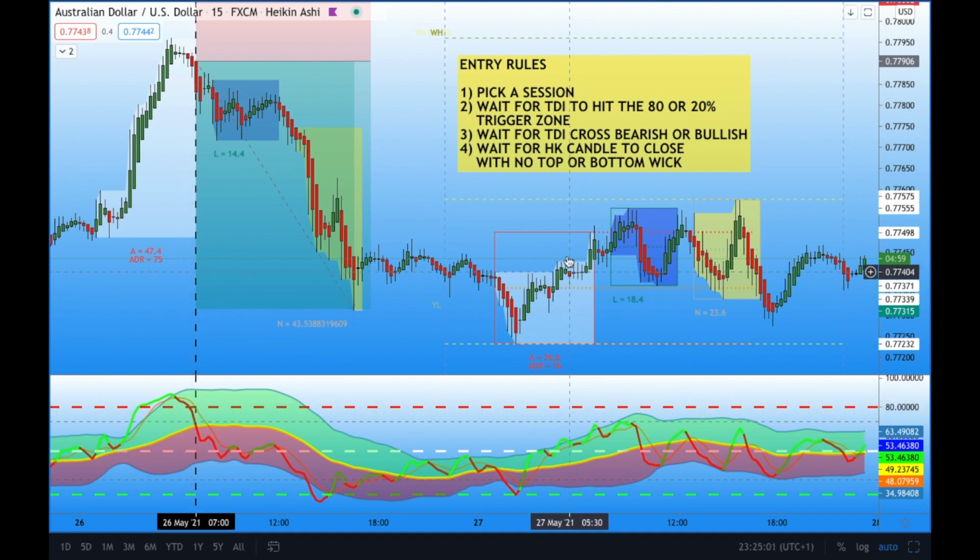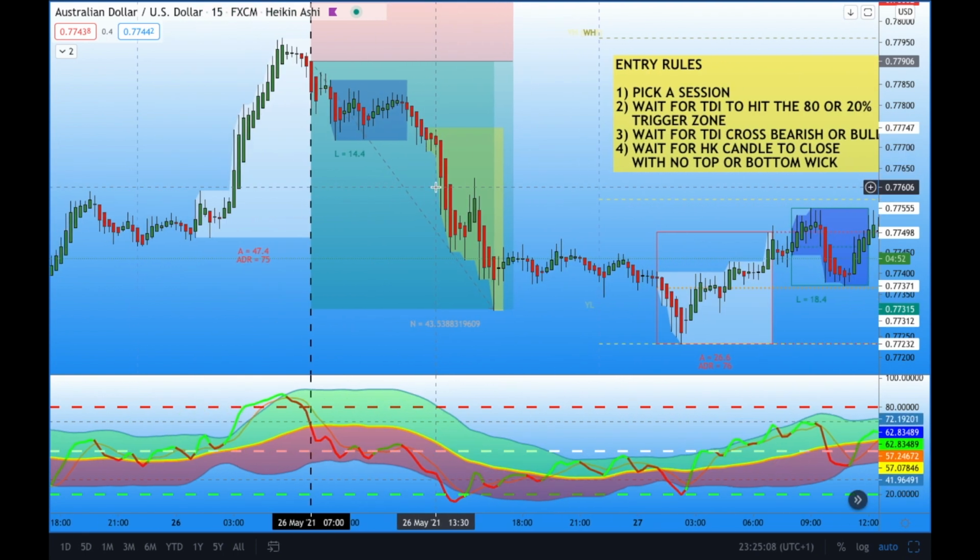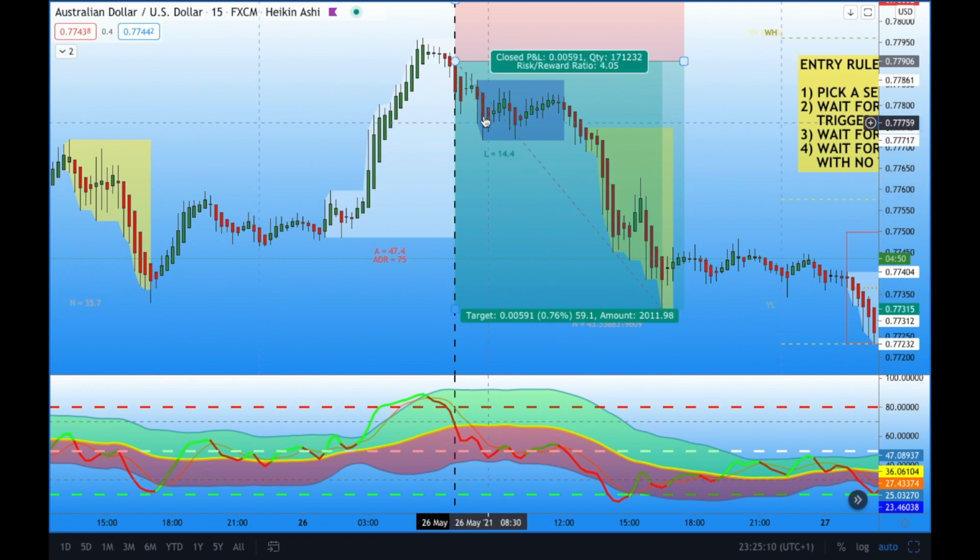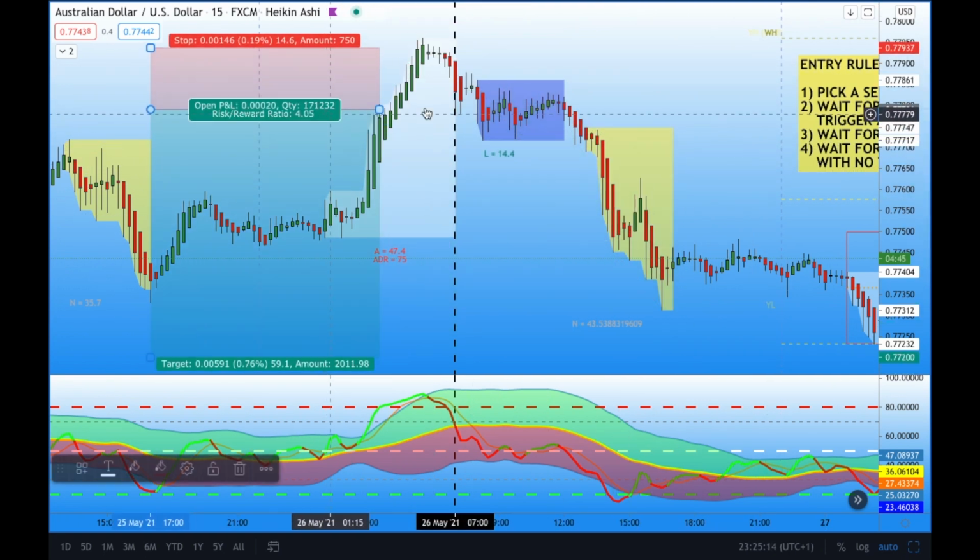And then our fourth confluence is to wait for the HK candle to do what? Close with no wick at the bottom or the top. And why I say that is exactly what I just explained to you before. So you can see when this happened here, let's just move this out of the way slightly so we can see. There was no wick right here. No wick at the top of this. So therefore this candle was most likely going to be a trend starting for a bearish sell. Doesn't have to be all the time, don't get me wrong, but that's why we use the TDI as an extra confluence to help us with these types of trades. So that was a sell.